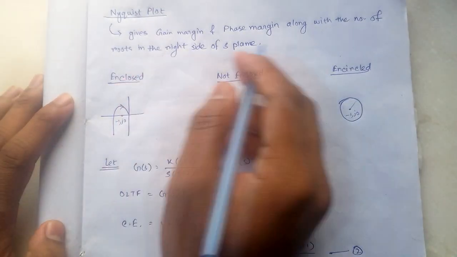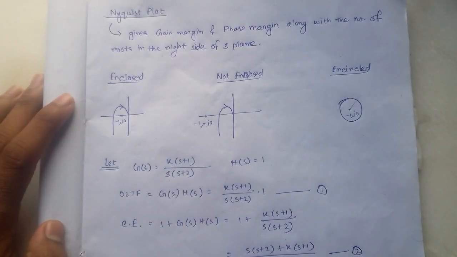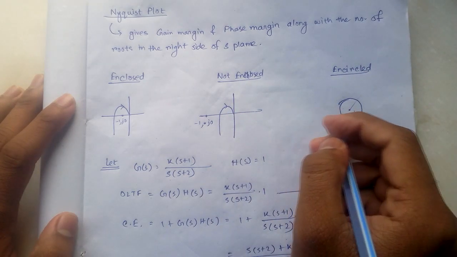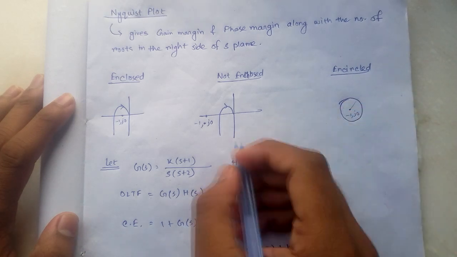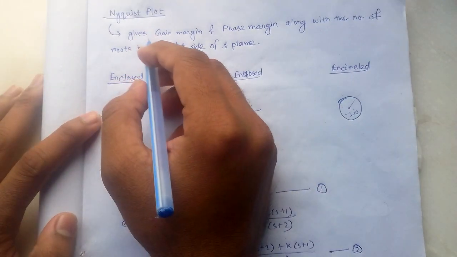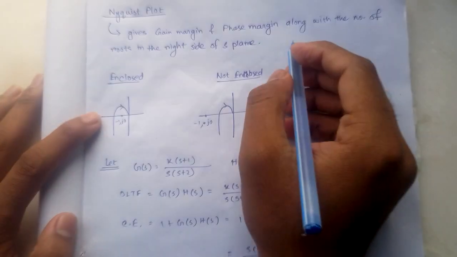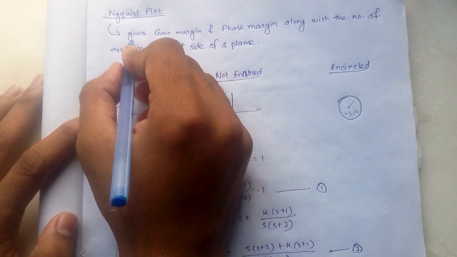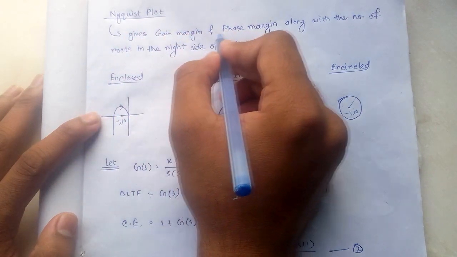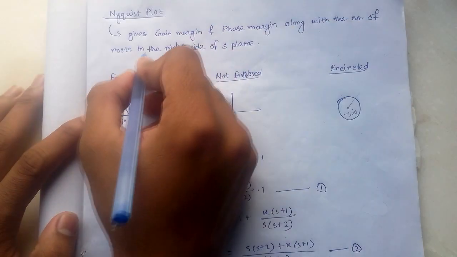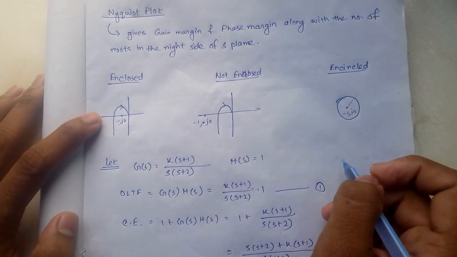So before starting nyquist plot, I will request you to see the polar plot videos because this is related to that. Actually, nyquist plot is an extension version of polar plot. Here we can see that nyquist plot gives gain margin, phase margin along with the number of roots in the right side of the S-plane. For this reason, we prefer nyquist plot.